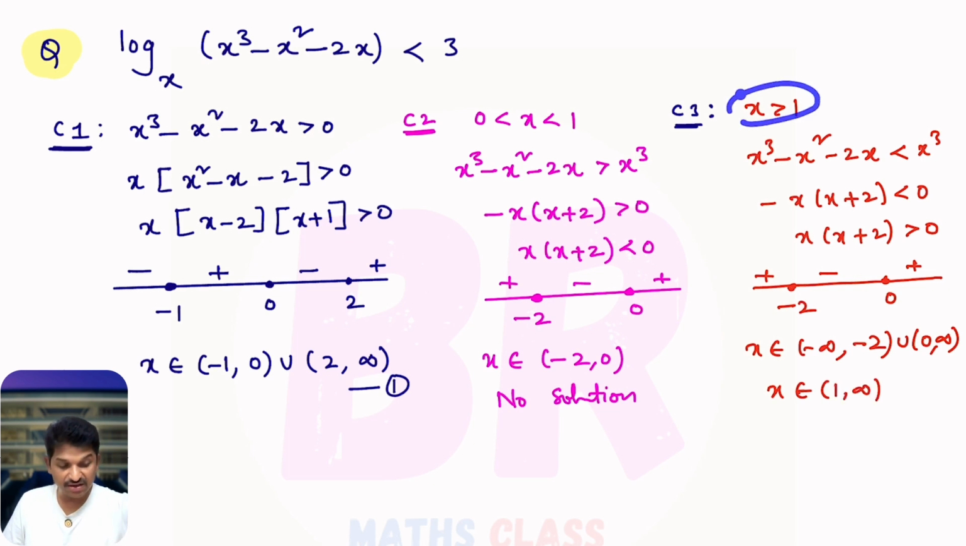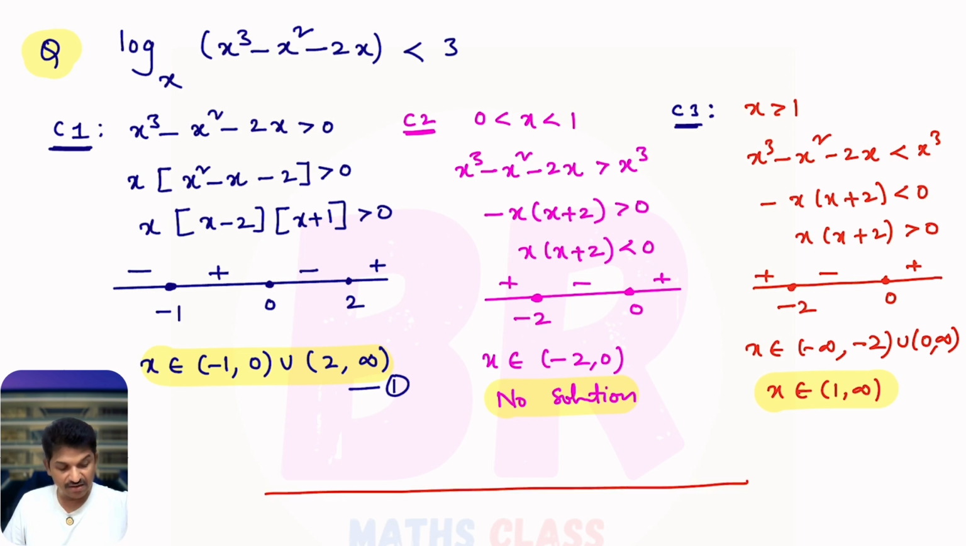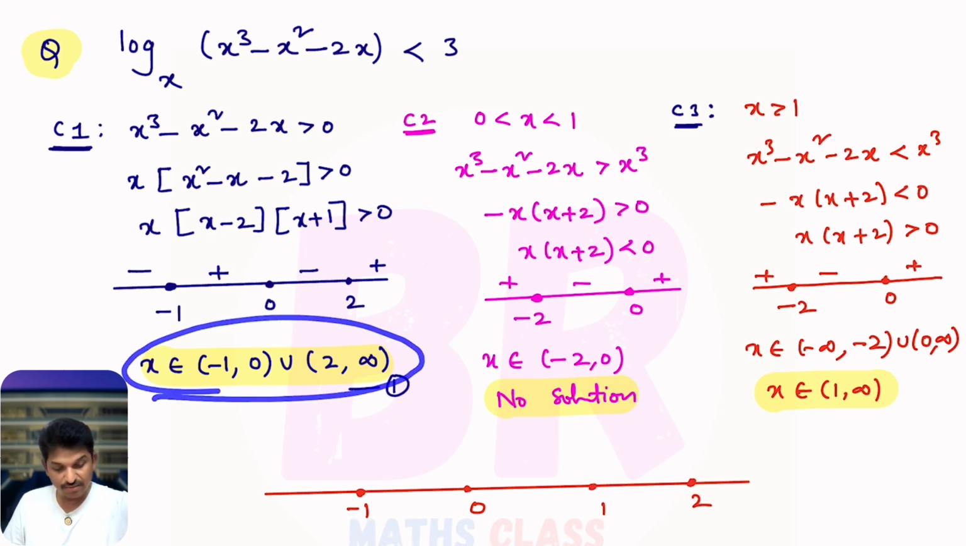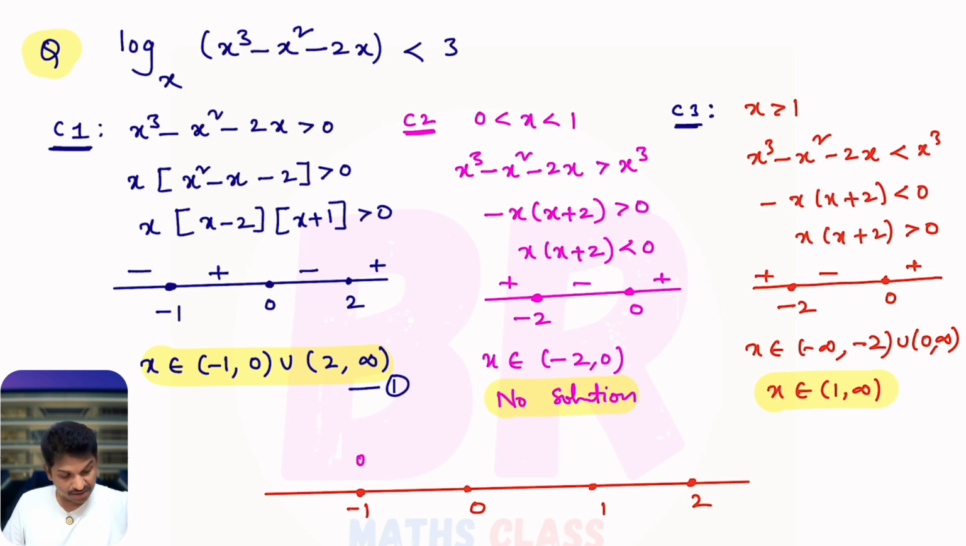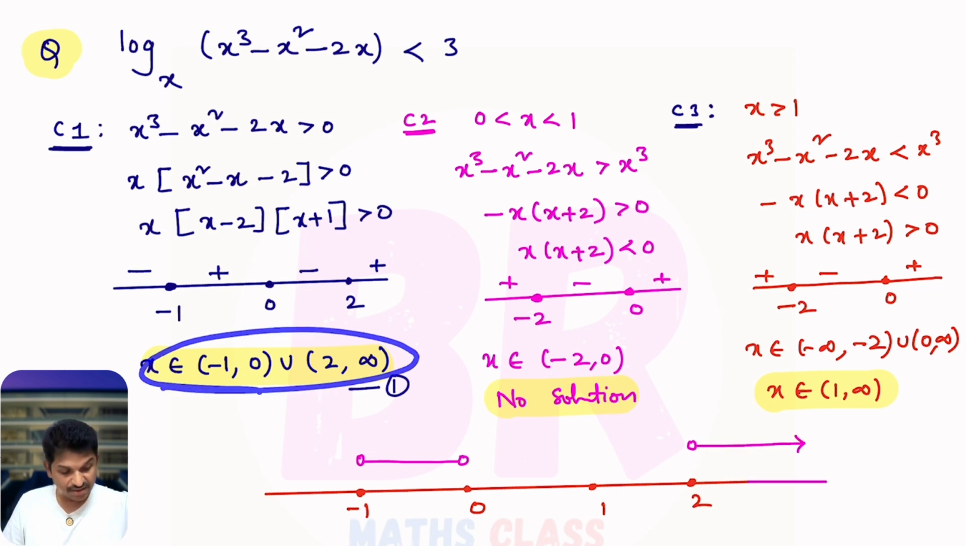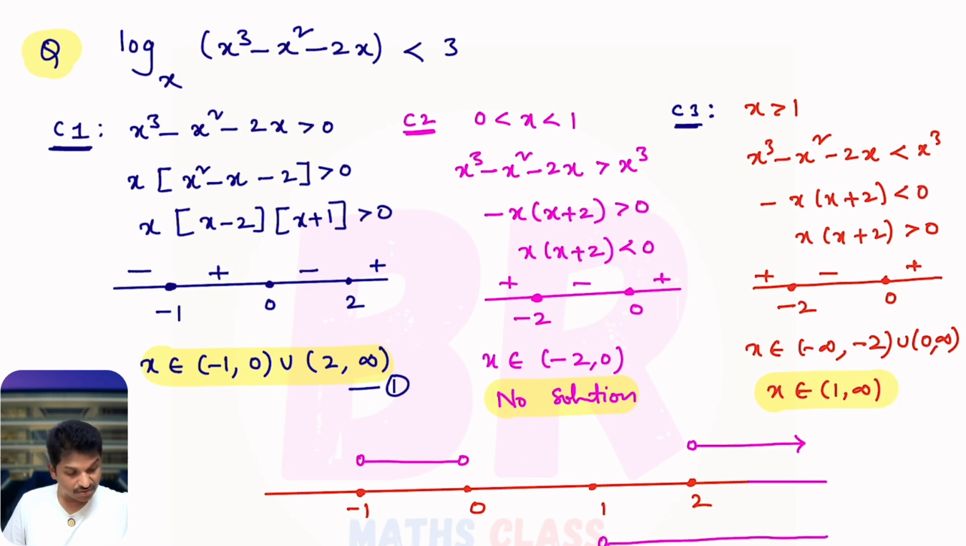x greater than 1 is there now here. Here also 1 to infinity is there now. So now you need to take the intersection of these three things. As there is no solution of this, no need to consider this. So on the number line, you mark these things: minus 1, 0, 1, 2. Mark this solution: minus 1 to 0, open interval, union 2 to infinity. This is the solution. This is the first interval, right? I marked this one. Now 1 to infinity. Here it is 1 to infinity.